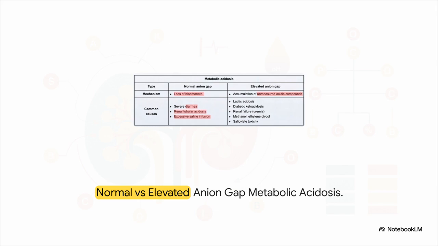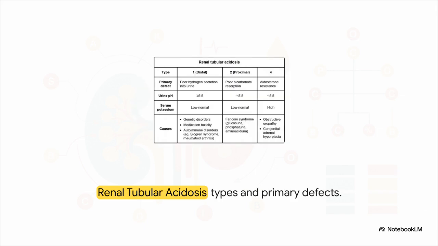By contrast, a normal gap implies a hyperchloremic metabolic acidosis, which comes from either bicarbonate loss or impaired acid excretion. Your key causes to watch out for here are severe diarrhea, renal tubular acidosis, and Addison disease. Now for the RTAs. Type 1 distal RTA involves impaired hydrogen secretion and gives you a urine pH above 5.5. You treat that with alkali. Type 2 proximal RTA involves losing bicarbonate and can show up alongside Fanconi syndrome. You treat that with potassium citrate.